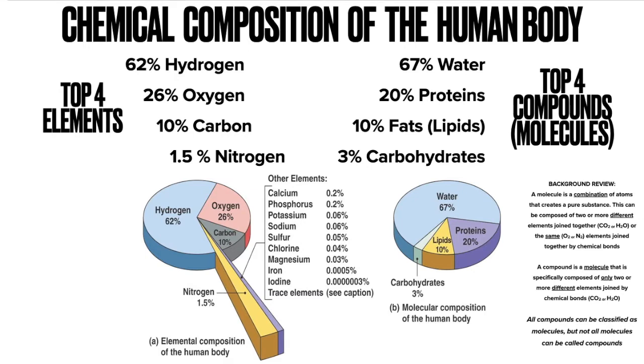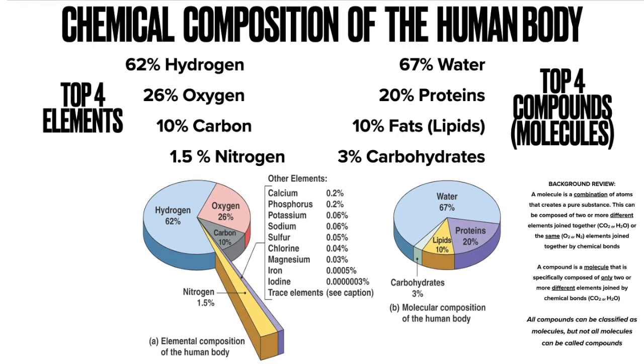But anytime we have something that is the same element, O2 or N2. N2 is two nitrogens. Then we have O2, which is two oxygens. They're the same element bonded together. That would not be considered a compound, but only a molecule.